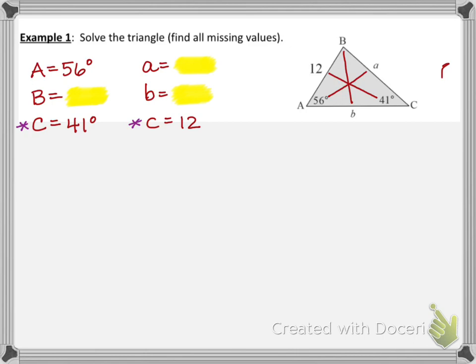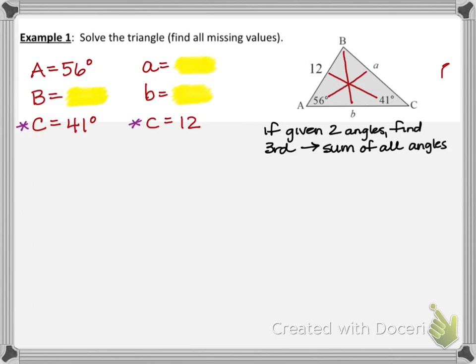So the first thing I want to do always is if I'm given two angles, okay? So over here I'm going to tell you in your notes, if given two angles, find third, because you know that the sum of all angles in a triangle is going to be 180 degrees. So frankly, it's pretty straightforward as to what we need to do, okay?